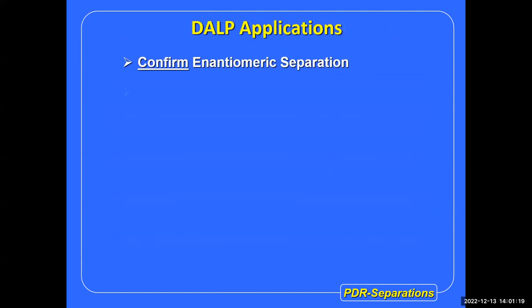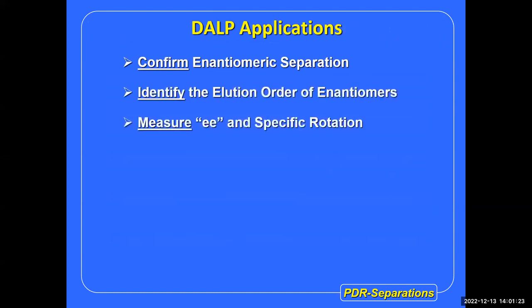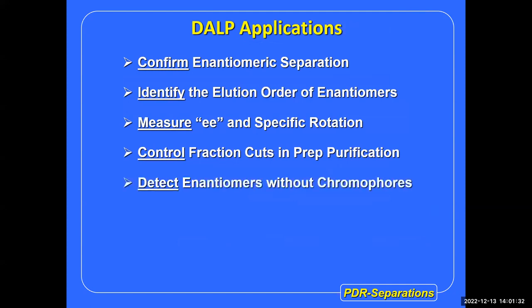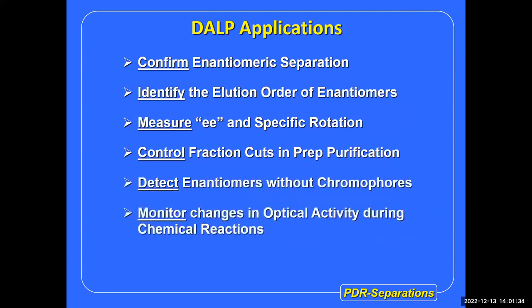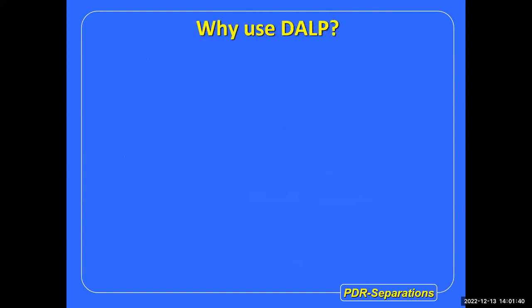You can confirm enantiomeric separations. You can identify elution order. You can measure EE and specific rotation directly from a chromatogram. You can control fraction cuts. You can detect enantiomers without chromophores, monitor changes in optical activity, and monitor protein peptide conformation.